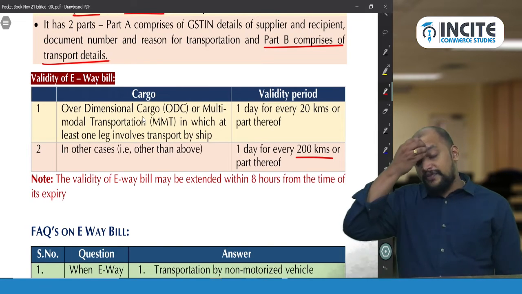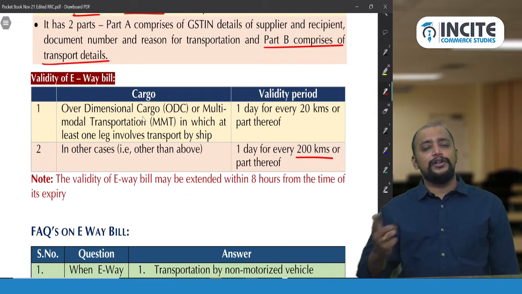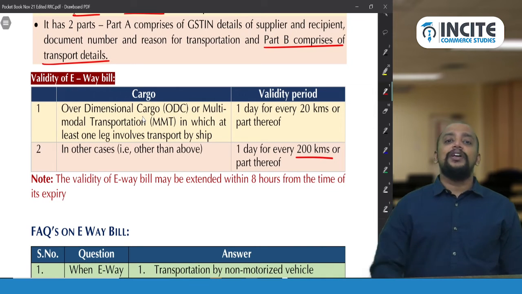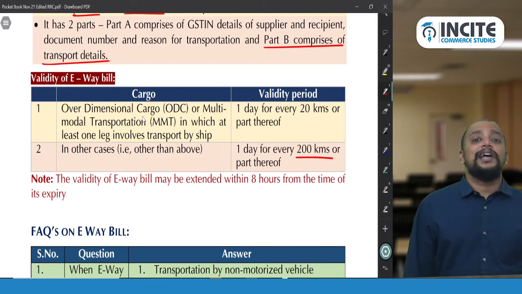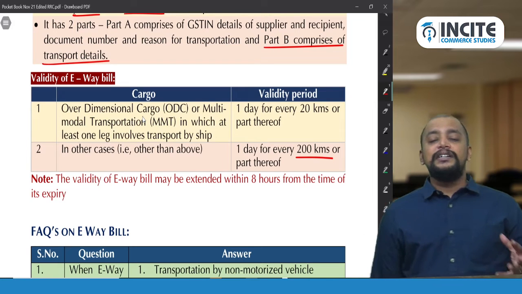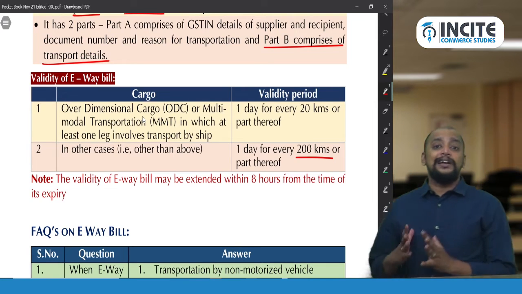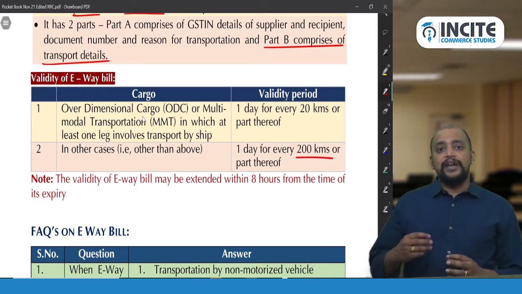For every 200 kilometers or part thereof, so 200 and the next 80. Therefore 3 days will be taken as the validity. And this is in case of other than over-dimensional cargo and multi-mode transportation, where at least one leg of the journey is by way of vessel.